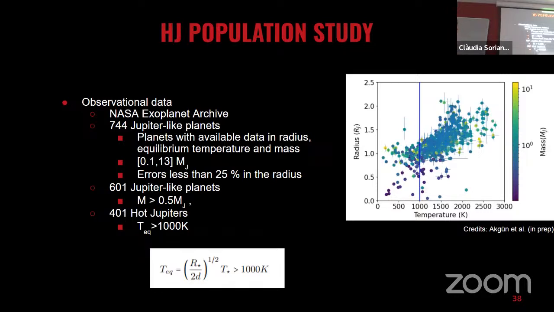And finally, taking into account that hot Jupiters have this proximity, so they have high temperatures, we imposed that this Jupiter-like planet should have at least 1,000 Kelvin as an equilibrium temperature. So this is what we did in order to select our data, and here is our final compilation of all the exoplanets that we are considering as a set to compare with the models.